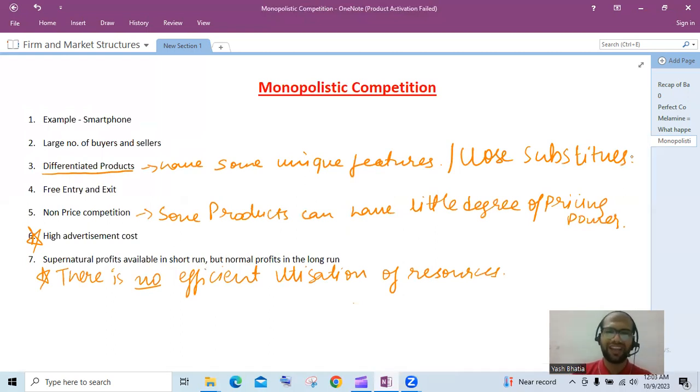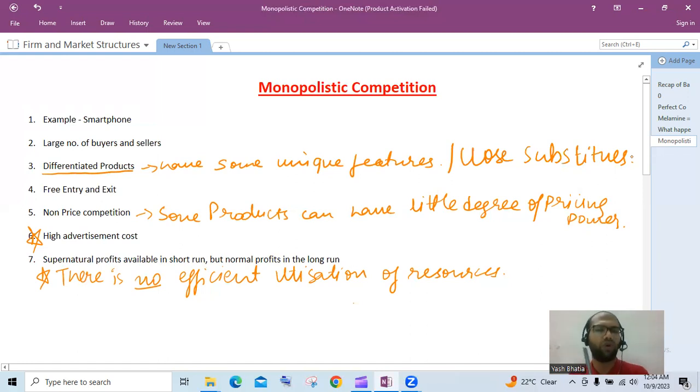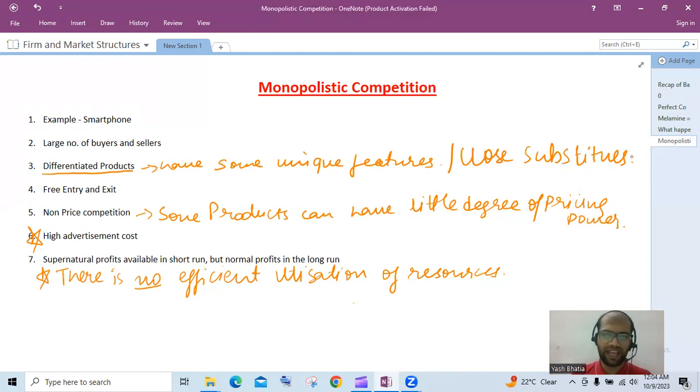The entry and exit barriers are very low or minimal in this market. There is non-price competition, but some players can have a little degree of pricing power. An example is Apple. The players compete not on prices but on quality or features. There is high advertising cost in monopolistic competition because customers should be aware of the new models of smartphones or the new features you are going to add. And the last point, there can be supernormal profits earned by any player in monopolistic competition in the short run, but in the long run, every player will earn only normal profits.